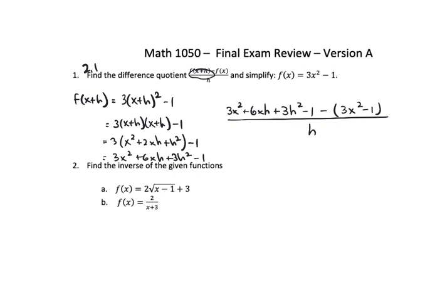So we're going to have some like terms here that are going to cancel, 3x squared and negative 3x squared. This turns into a plus 1, which is going to cancel with that minus 1. So the only terms left are 6xh plus 3h squared divided by h. And then this h here is going to cancel with this h and one of those. So what you're going to have left over is 6x plus 3h.